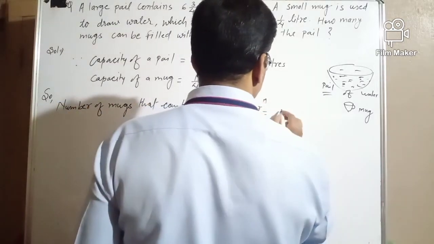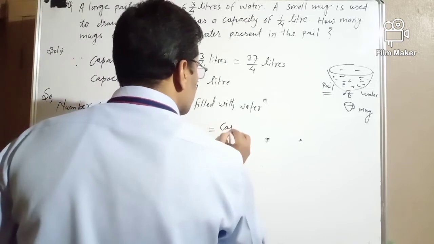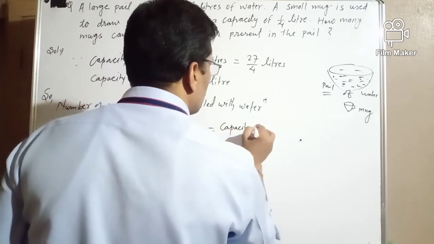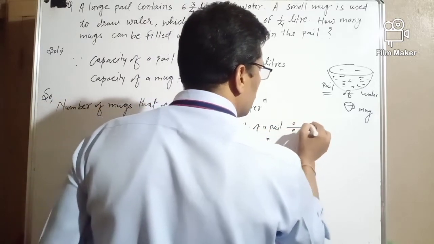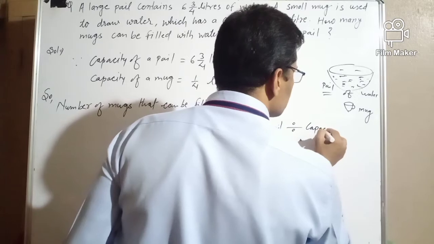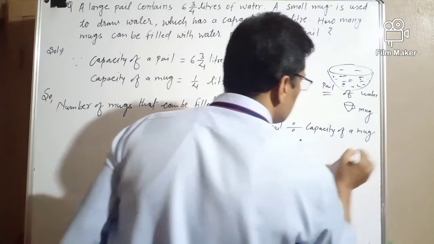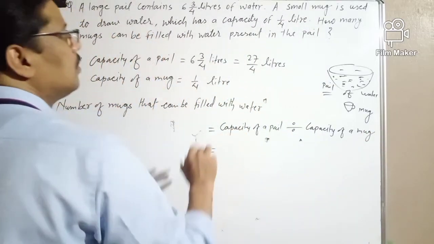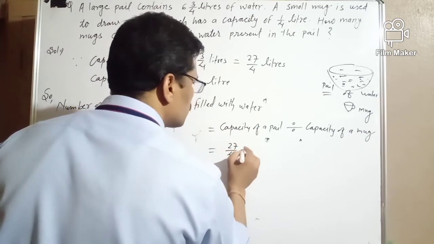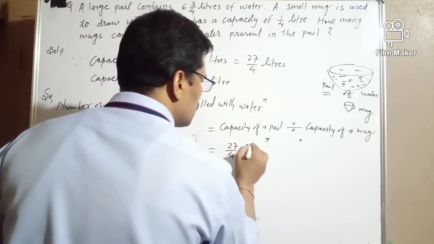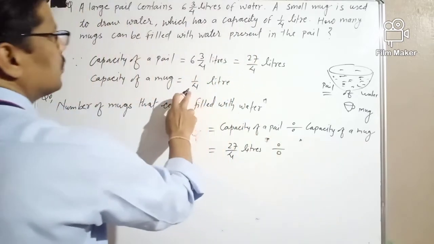So we can write here, I'm putting the equal to sign. We can write here capacity of a pail divided by capacity of a mug. What is the capacity of a pail? 27 upon 4 liters. So we can write here 27 upon 4 liters divided by, what is the capacity of a mug? 1 upon 4 liters.